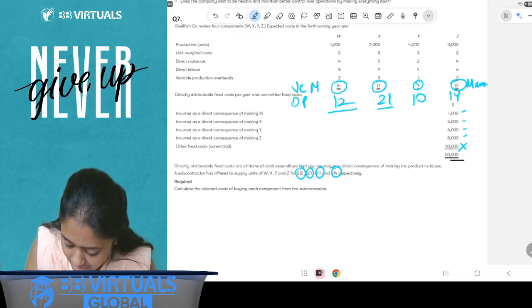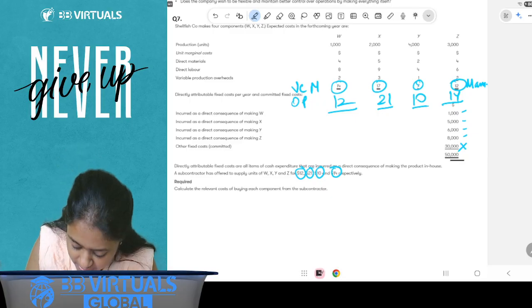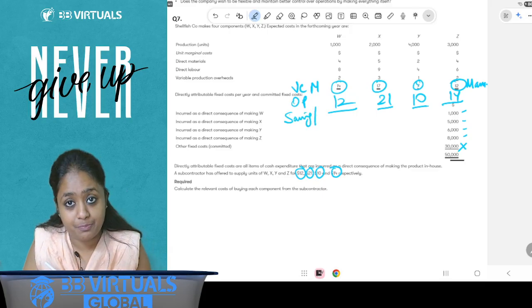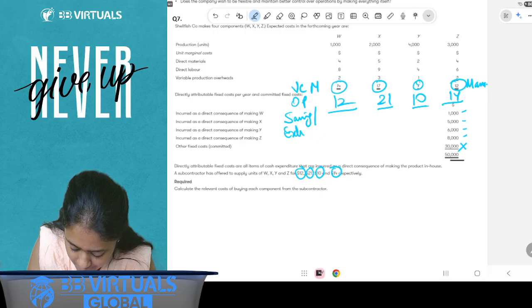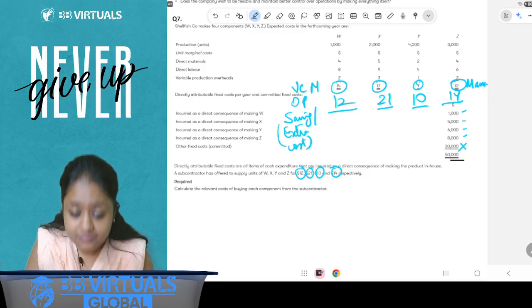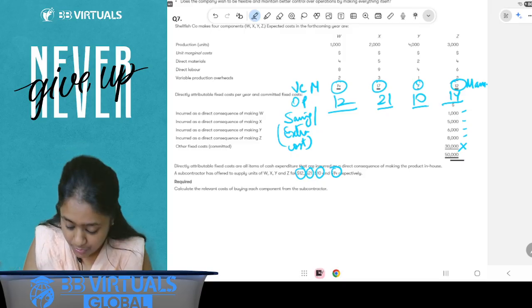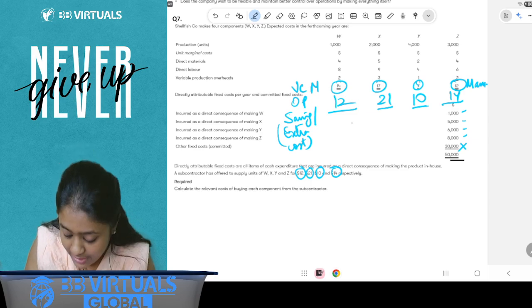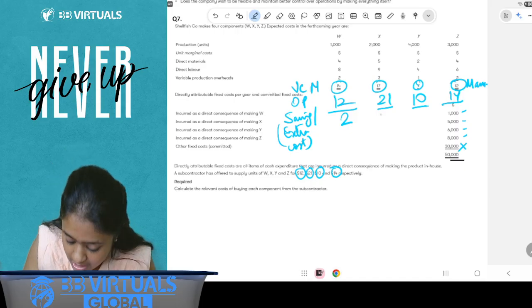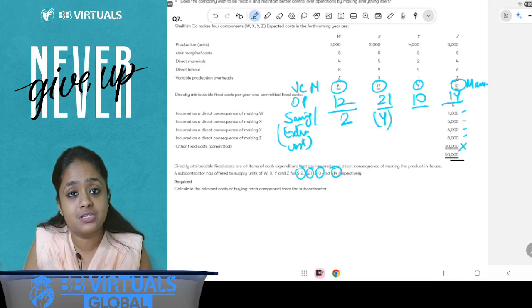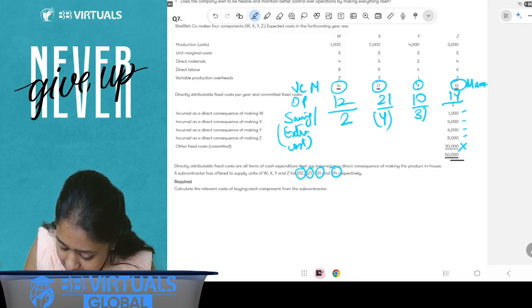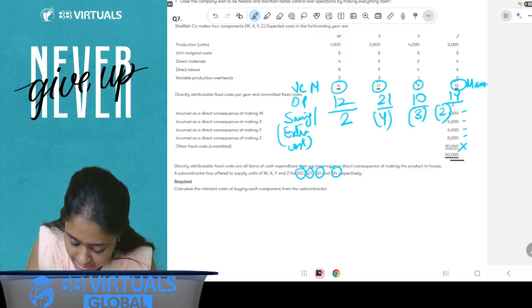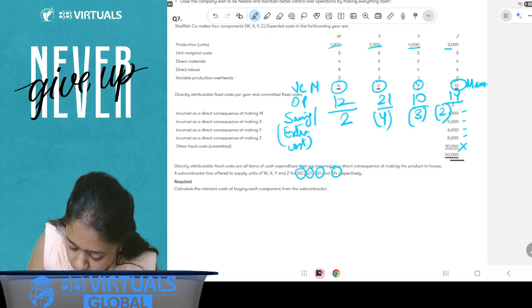Now let's see here we have extra cost or savings. In the first case, remember, savings will always be represented by positive and extra cost will be represented by negative. From the outsourcing point of view, here my variable cost is 12 and outsourcing is 14, so we are having a saving of 2 per unit. Here 4 per unit is the extra cost. Here 7 minus 10, 3 is the extra cost. Here 12 minus 14, 2 is the extra cost. Multiply with the number of units which is given to you here.